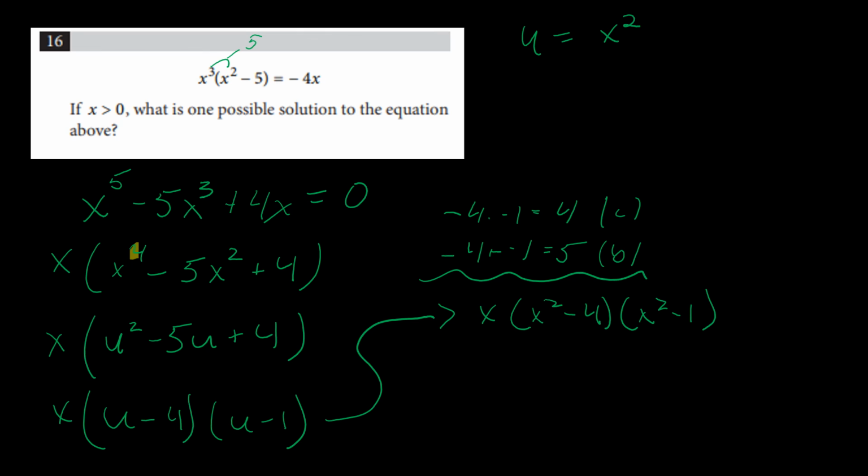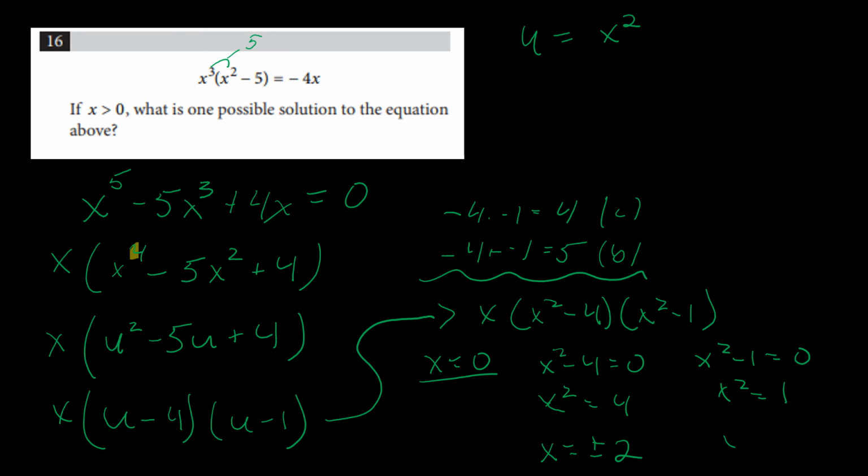So we know the solutions to our equation are going to be when all these quantities equal 0. So we have x equals 0, x squared minus 4 equals 0, and x squared minus 1 equals 0. That's one solution right there. Let's keep going. x squared equals 4. Taking the square root, we're going to get x equals plus or minus 2. x squared equals 1. Taking the square root, we're going to get x equals plus or minus 1.